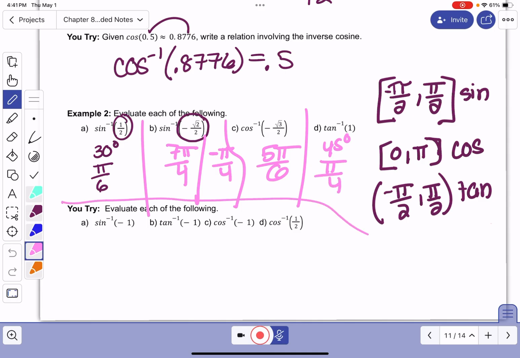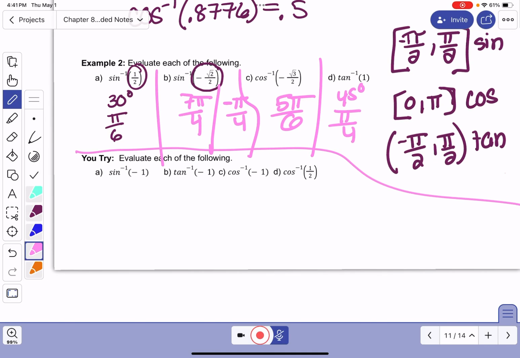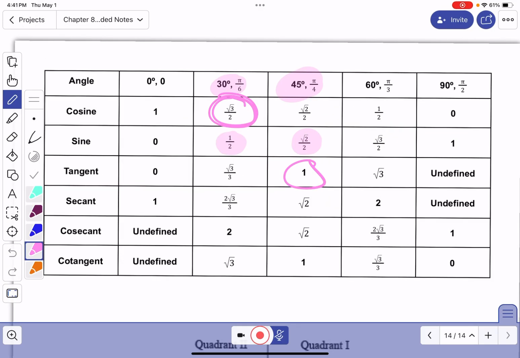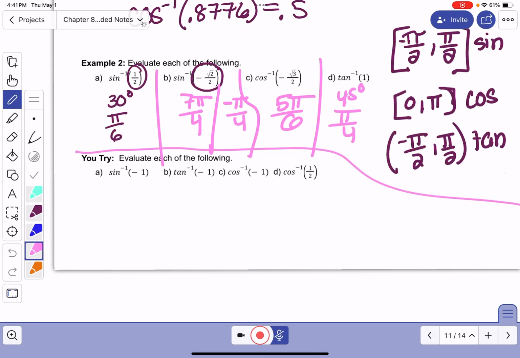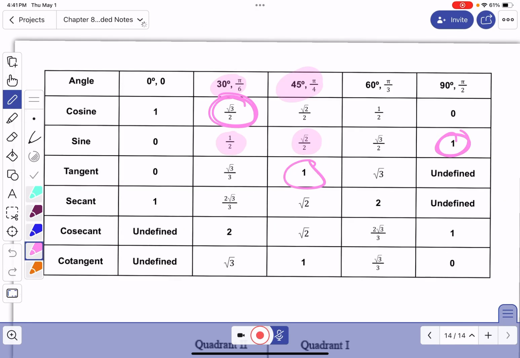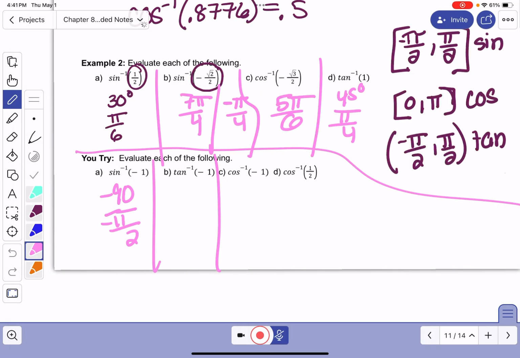All right, let's keep going. When is sine negative 1? So sine is 1 at 90 degrees. So it would be negative 1 at negative 90, or negative pi over 2. Tan is negative 1 at 45, so it would be negative 45, or negative pi over 4.